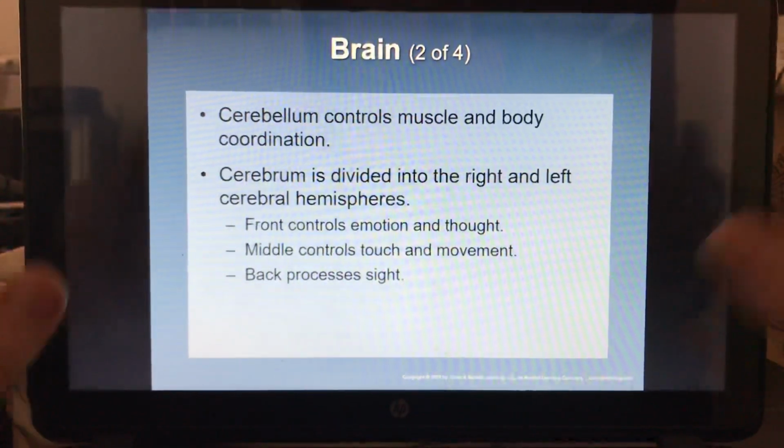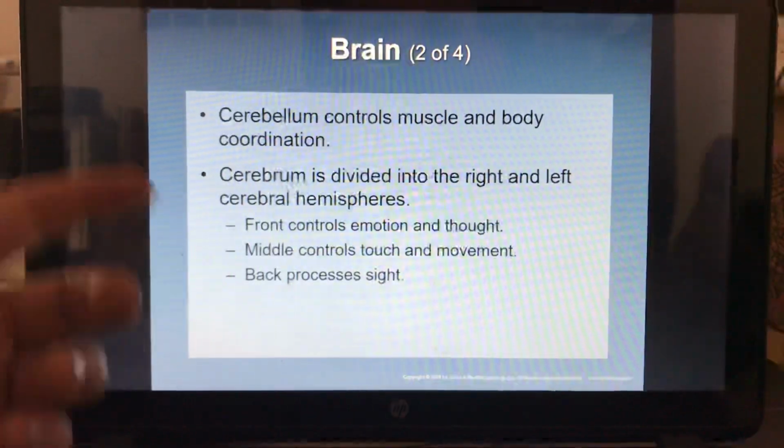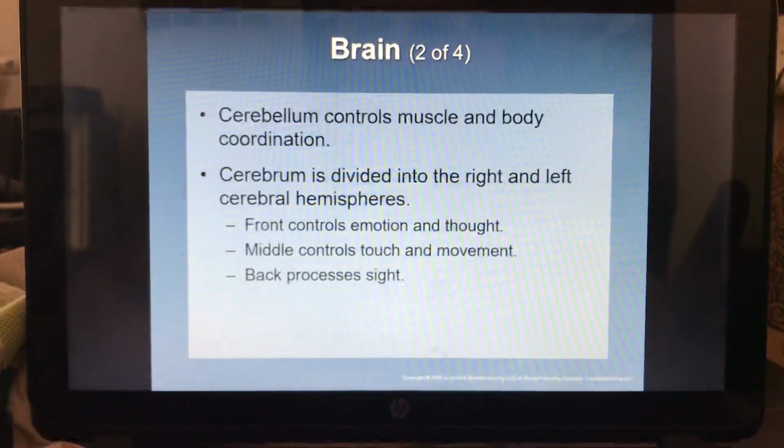It's divided into right and left hemispheres. You've got two halves of it. They talk about kind of what they control. I've actually put some more slides in, and we're going to talk about that.